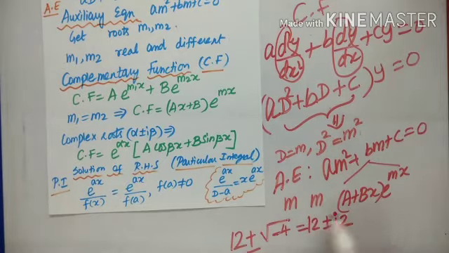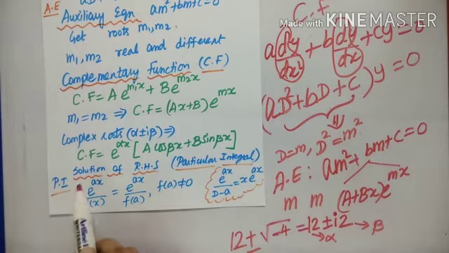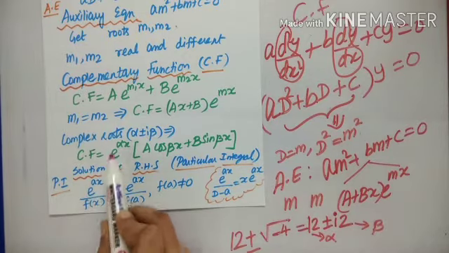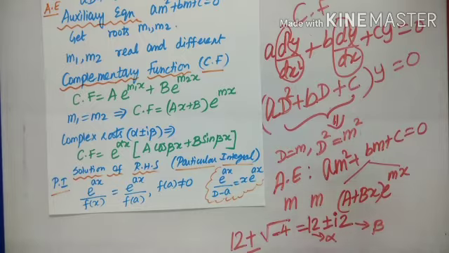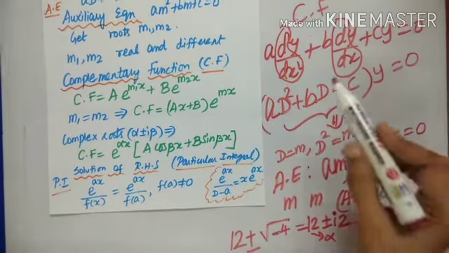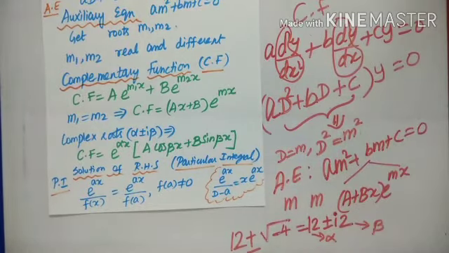Suppose my answer is of this format. This 12 I call alpha, this 2 I call beta, and now the complementary function is e power alpha x into a cos beta x plus b sin beta x. Now all this pertains to the LHS, left hand side.